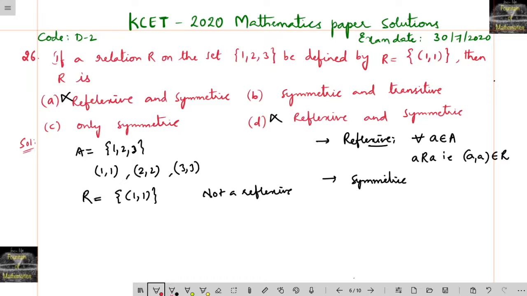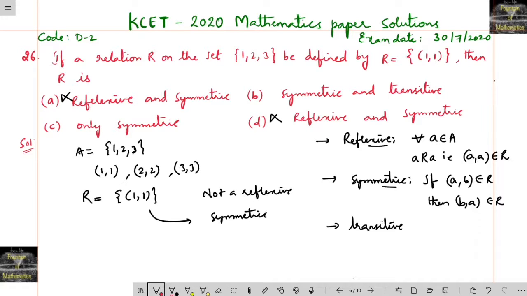So what is symmetric? If in the relation, (a, b) belongs to R, then (b, a) belongs to R. In our relation, the ordered pair is (1, 1), which belongs to R. Even if you take its inverse, (1, 1) must belong to R. So it is satisfying, because we had only one ordered pair, which satisfies it. So we can say this is symmetric. In the third option and second option we had symmetric, but is it only symmetric or symmetric and transitive? Let's check the transitive part also.